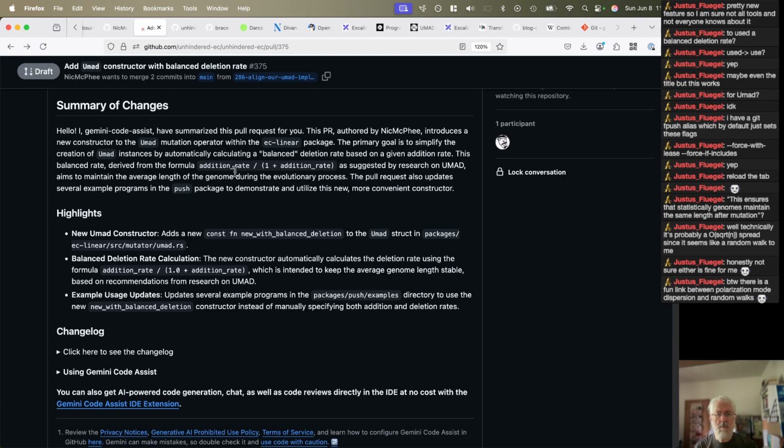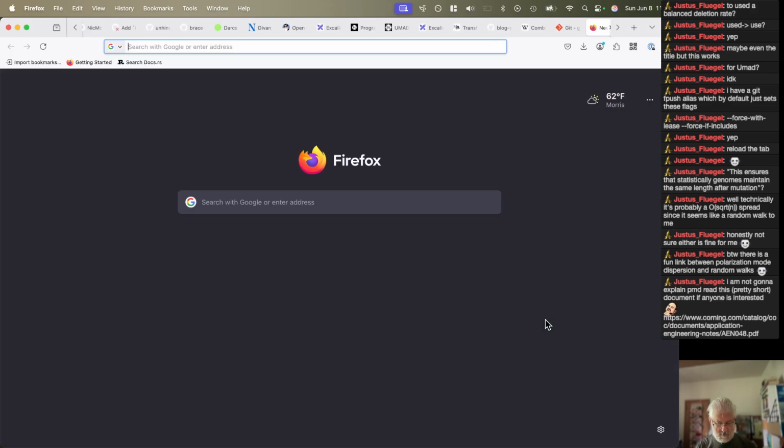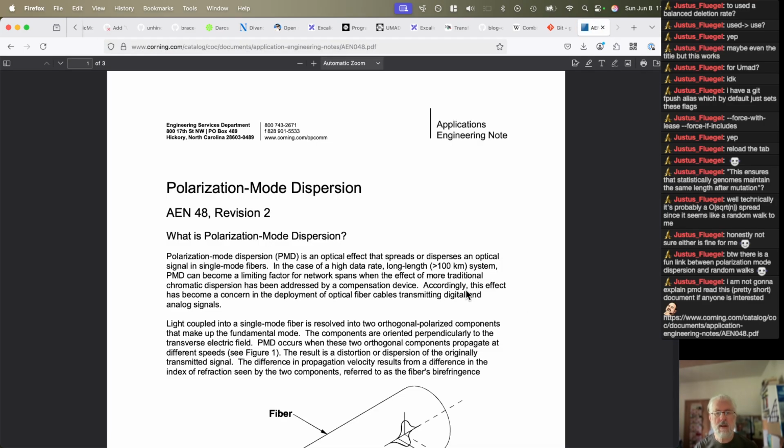Introduces a new constructor for UMAD with the primary goal to simplify the creation of UMAD instances by automatically calculating balance deletion rate based on the given addition rate. This balance rate derived from the formula blah blah blah, as suggested by research on UMAD, aims to maintain the average length of the genome during the evolutionary process. The pull request also updates several example programs. Blah blah blah. Let me grab this link. Copy URL. I probably will not read about that right this minute, but I can have a look at it later.